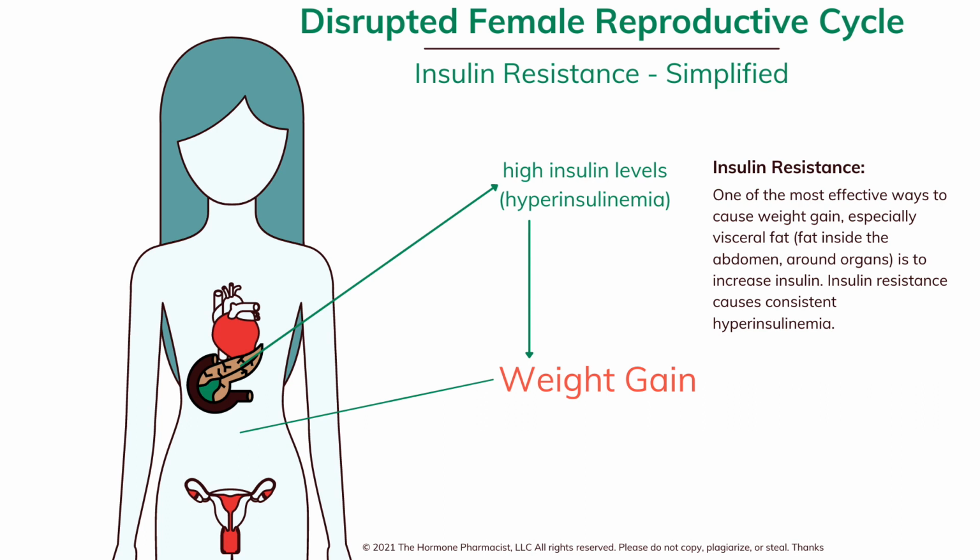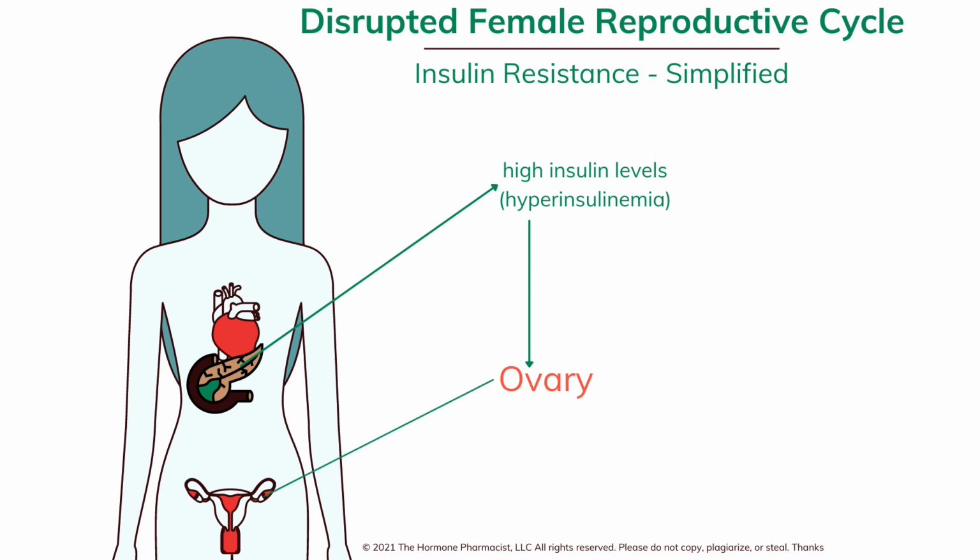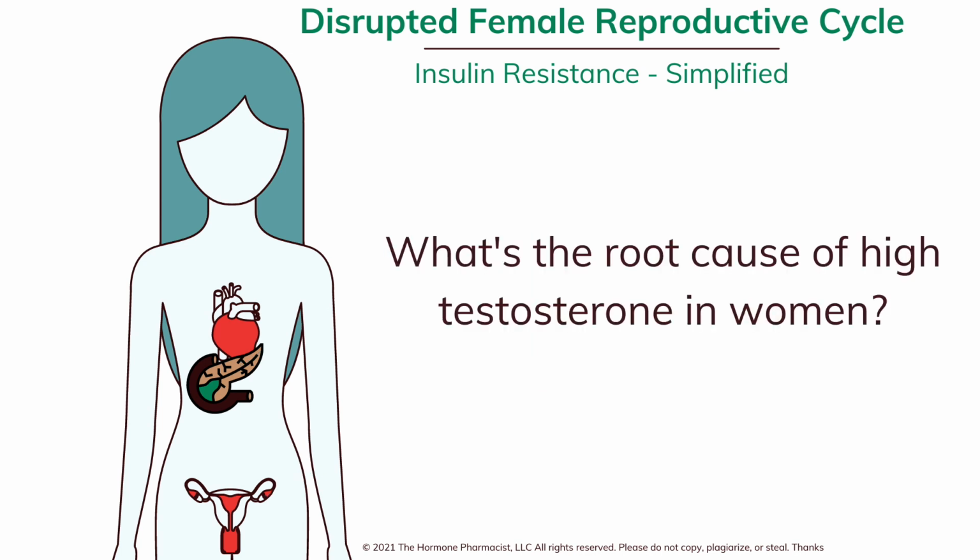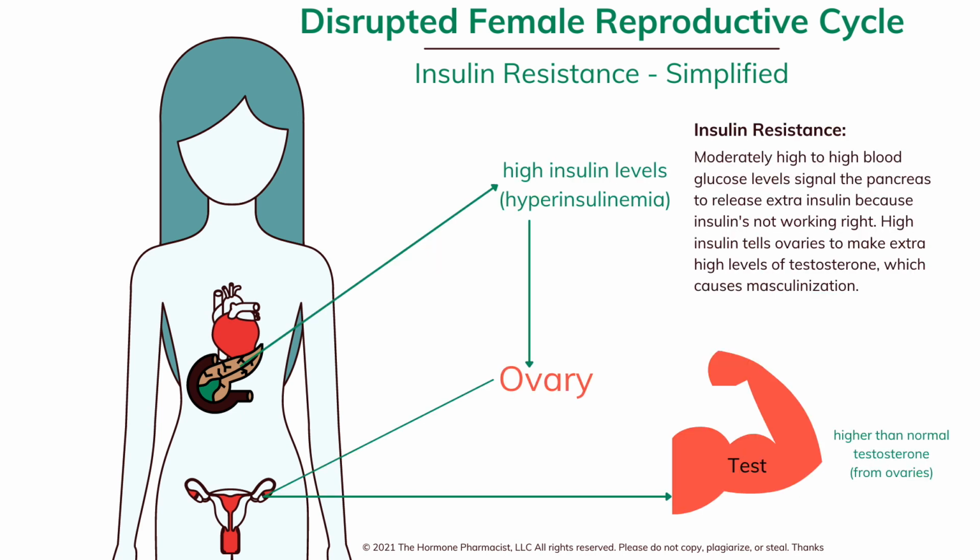High insulin levels cause weight gain. One of the easiest ways to make people gain weight is to raise their insulin levels or give them insulin injections. Another thing that happens with high insulin levels is that insulin goes to the ovary and causes the ovary to produce additional testosterone. What's the root cause of high testosterone in women? Moderately high to high blood glucose levels signal the pancreas to release additional insulin because the insulin's not working right in insulin resistance. High insulin levels tell the ovaries to make extra high levels of testosterone, and the high levels of testosterone are what causes masculinization.